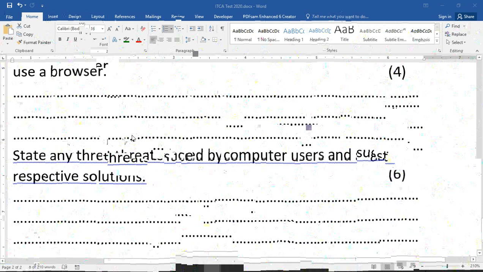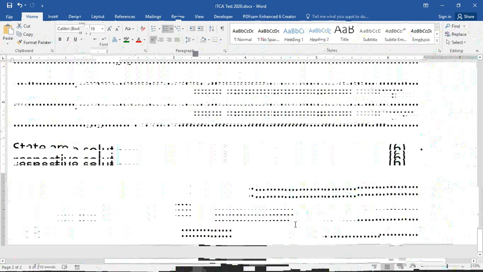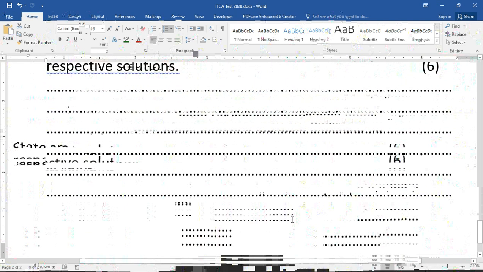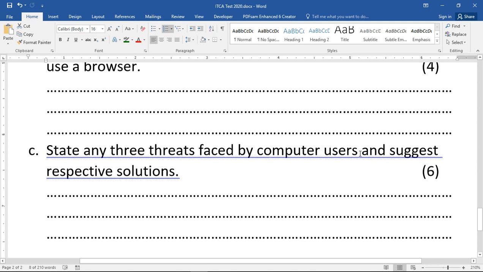State any 3 threats faced by computer users and suggest respective solutions. Right, I think this is the last one before we close. The 3 threats faced by computer users. Now you look at it this way. What is it that you are afraid of losing when you are using a computer? That's how you must think about this question.